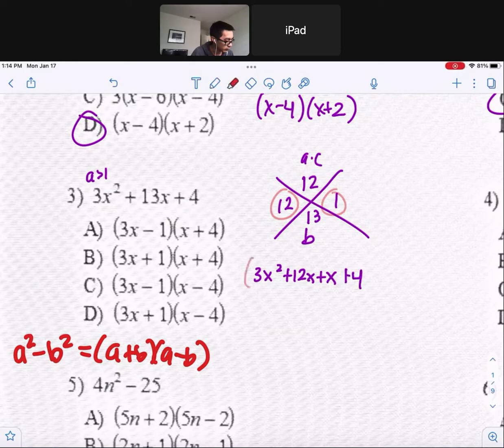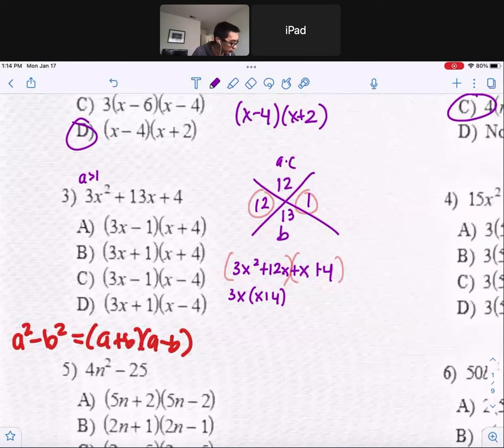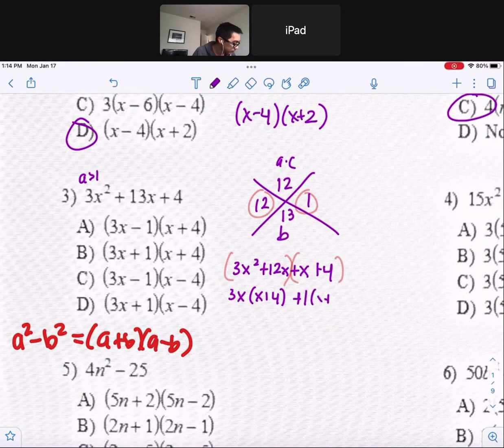And then you factor this by grouping. Factor out a 3x to get x plus 4. Can't factor out anything from here, so the only thing you could do is plus 1. Okay, so you get 3x plus 1 times x plus 4, which is going to be B.